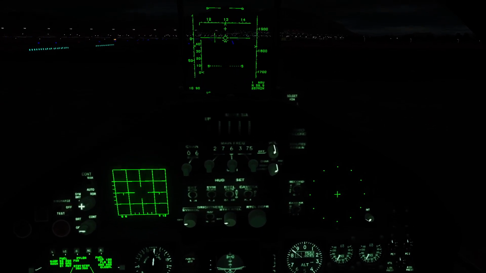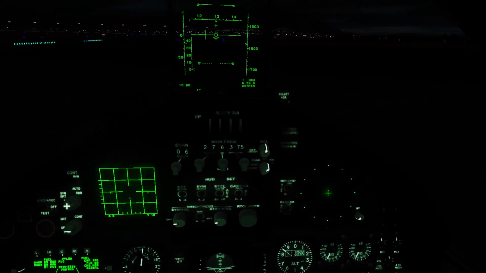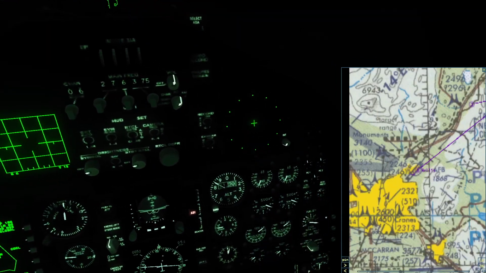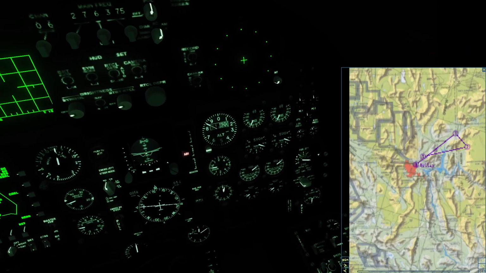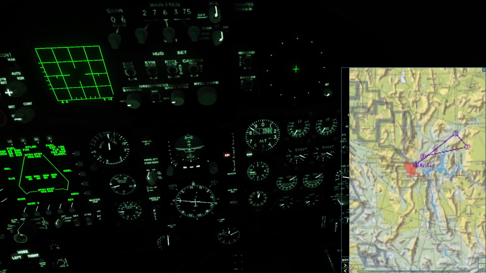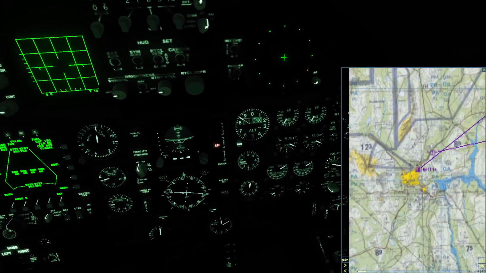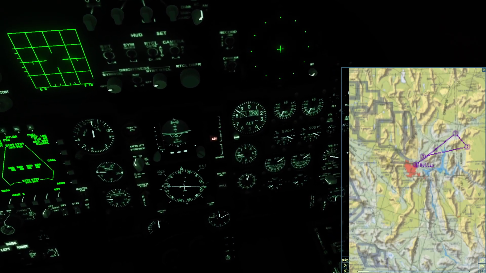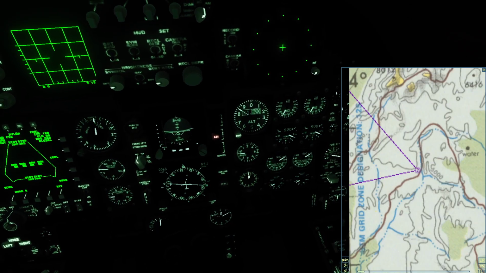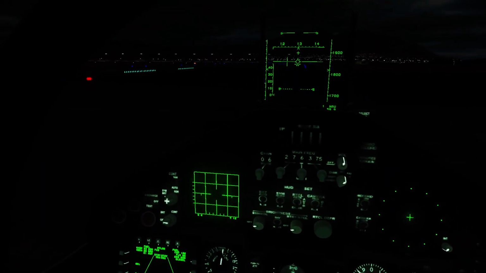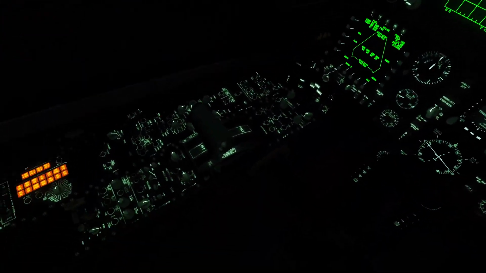And then our first nav steer point will be steer point 1. Also, we're going to take a look at our map. This is the broad overview of how I got my steer points set up. And this also lets you know that the steer points are selected and ready to go. So with that said, we are about ready to taxi.